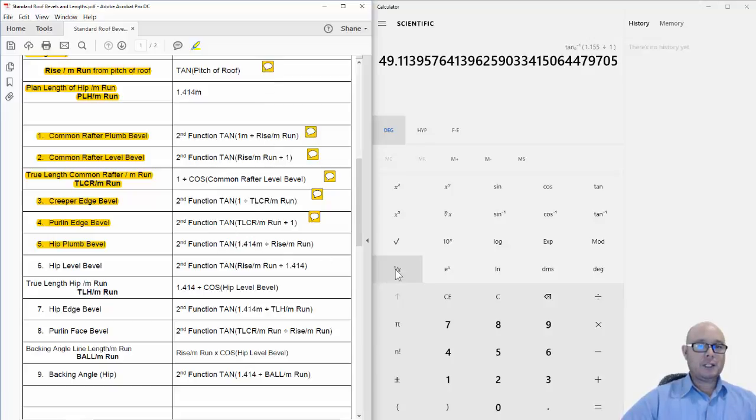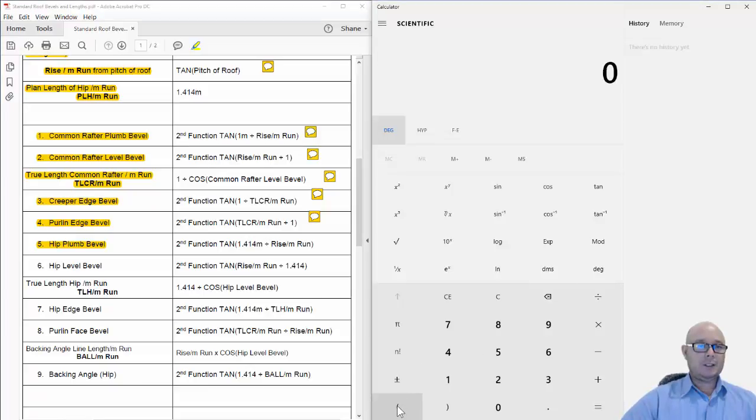So again, for this calculator, I need to do the brackets part first. So I'll just clear my previous calculation and then start with brackets 1.414 divided by rise per metre run, and in this case our rise per metre run was 0.577, and I'll close the bracket. That gives me that answer.